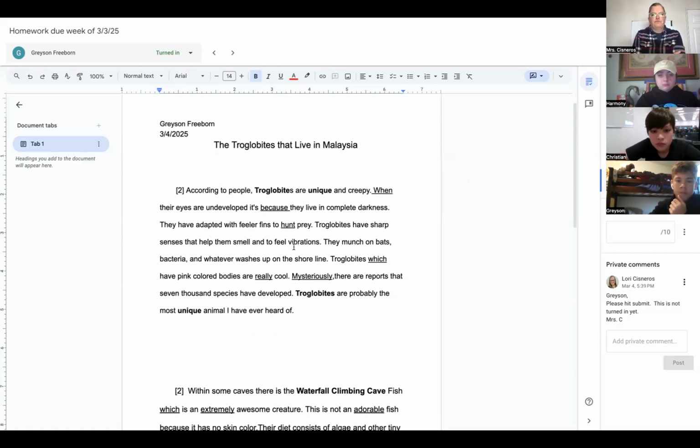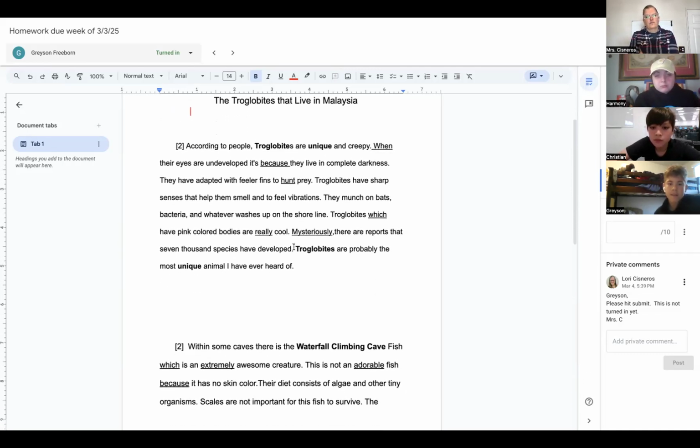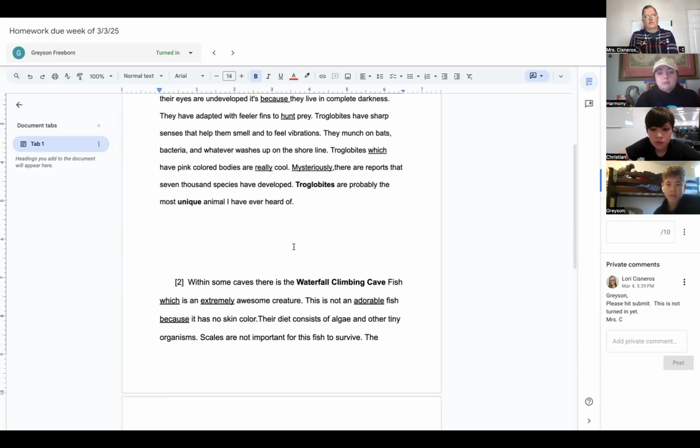The Troglodytes That Live in Malaysia. According to people, troglodytes are unique and creepy. When their eyes are underdeveloped, it's because they live in complete darkness. They have adapted with feeler fins to hunt prey. Troglodytes have sharp senses that help them smell and to feel vibrations. They munch on bats, bacteria, and whatever washes up on the shoreline. Troglodytes, which have pink-colored bodies, are really cool. But seriously, there are reports that 7,000 species have developed. Troglodytes are probably the most unique animal I've ever heard of.